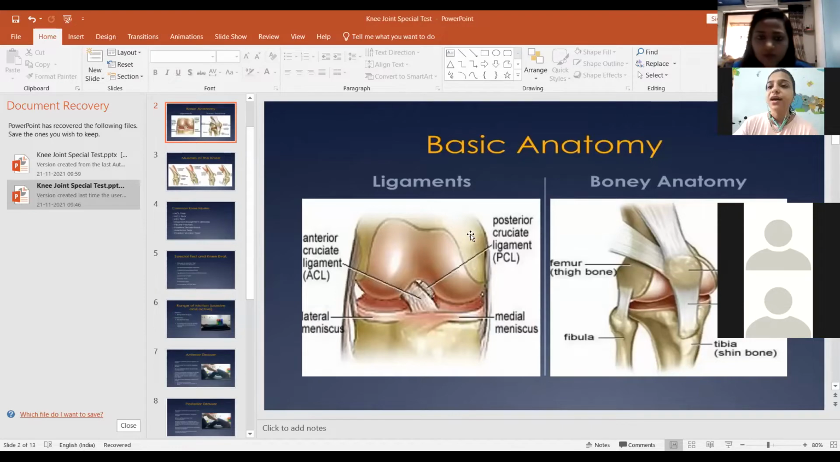Okay. Good morning, all of you. As you all know, the knee joint series is going on. So the basic anatomy is covered, right?